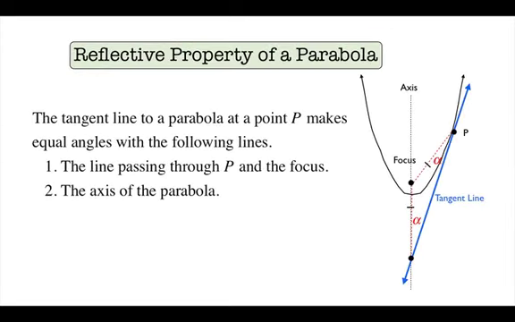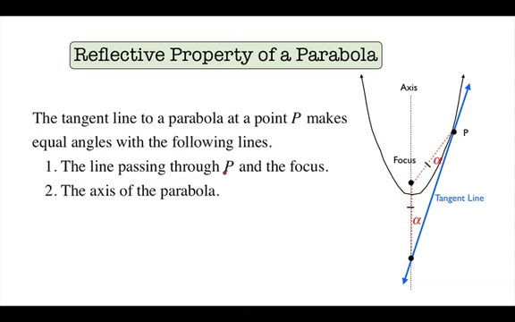This is the reflective property of a parabola. Follow along. Let me just introduce this picture. This is the parabola. This is the tangent line to the parabola. Notice this point of intersection between the parabola and the line. So let me read this to you. This is the tangent line to a parabola at point P. Here's point P. It makes equal angles with the following lines.